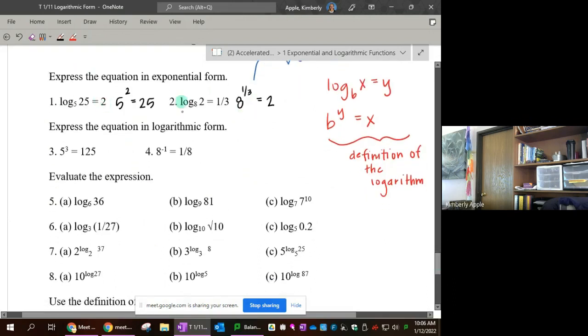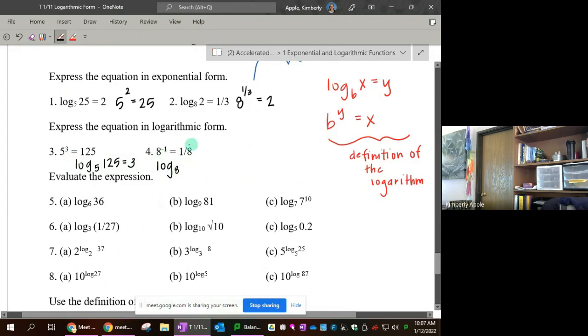All right, let's go to logarithmic form now. So that would be the log base 5 of 125 equals 3. Remember, in the logarithm, the answer is the exponent. All right, let's do this one. This would be the log. What's the base in number 4? 8. Very good. This is the base of the exponential. And so it becomes the base of the logarithm.